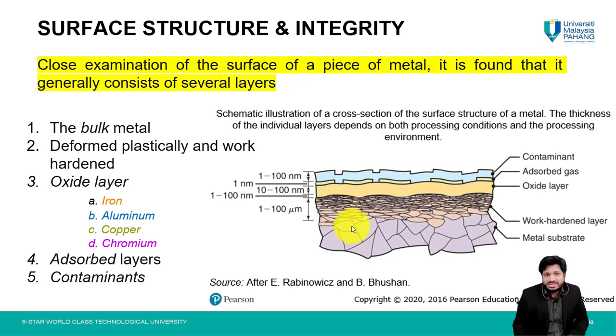The work hardened layer corresponds to the fact that if you have carried out some machining or some additional finishing operation, then the grains or the structure of the surface become plastically deformed due to the process you have carried out. This part is called the plastically deformed or work hardened layer, and it depends on the extent of manufacturing that you have carried out. Then the third layer is an oxide layer.